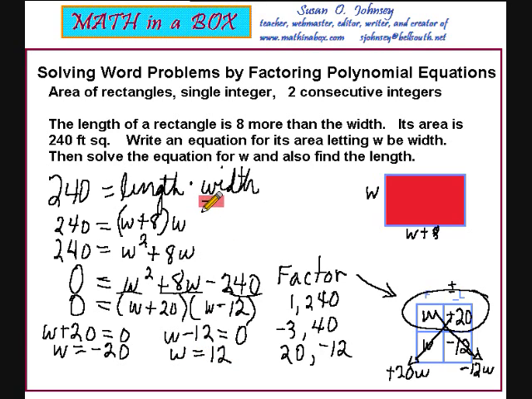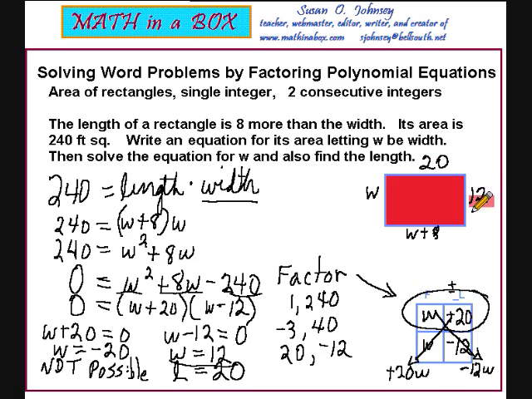Now remember, W was the width of our rectangle. Can the width of a rectangle be a negative 20? No. So this one's not possible. The answer to our problem is that the width is 12, and remember that the length was 8 more than that, so the length is 20. 20 times 12 is 240, the area of the rectangle that we wanted to know the dimensions for.